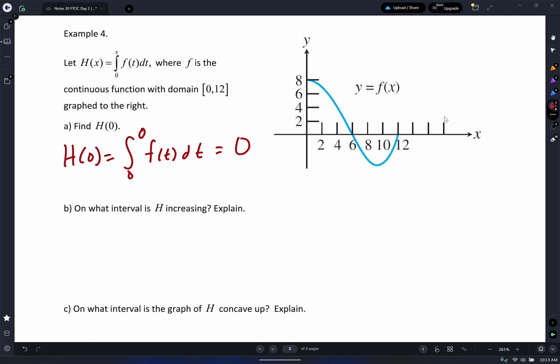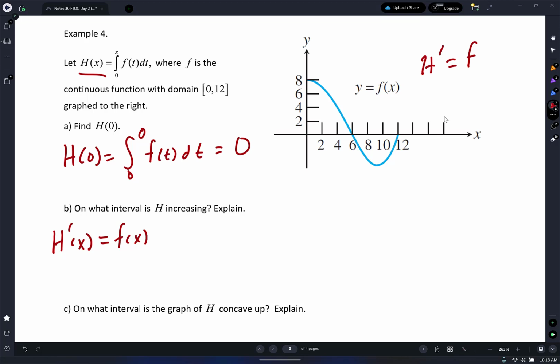What intervals is h increasing? Explain. H is increasing wherever h prime is positive. So I do the fundamental theorem of calculus. This is h of x. So I'm going to go h prime of x is equal to f of x. So what you're looking at here is h prime. Oh, let me write capital H because that's how it's defined. Capital H prime equals f. Cool or not cool?